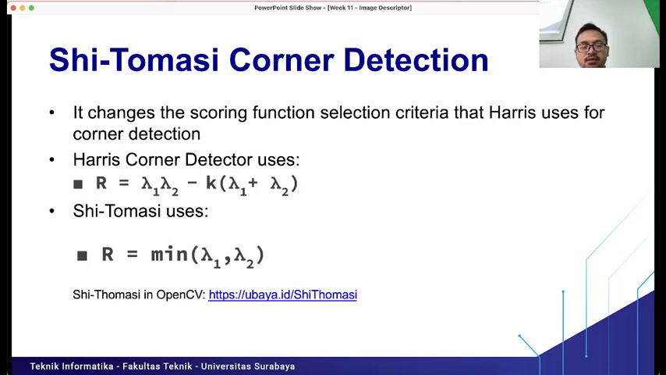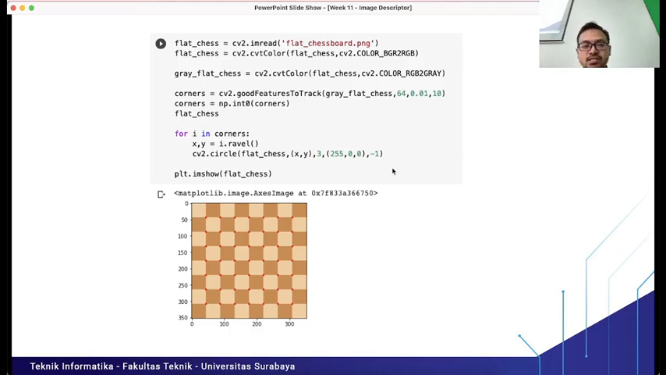So this is the formula for the Harris corner detector, and if we compare it with Shi-Tomasi, it uses the minimum of lambda 1 and lambda 2. This formula can be explored more in this link, so you can just open it if you want to know the detailed formula of the Shi-Tomasi corner detector. Shi-Tomasi is also provided by OpenCV, so we can call goodFeaturesToTrack, the OpenCV method for getting the corner positions from the input image, yeah.